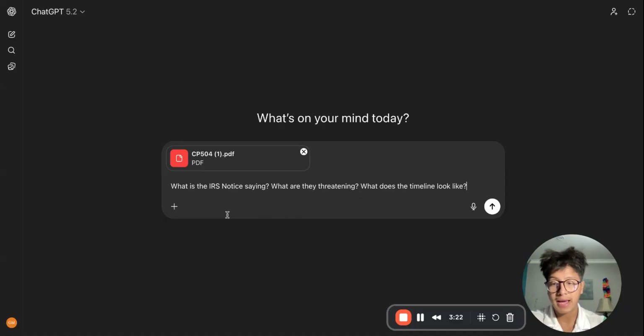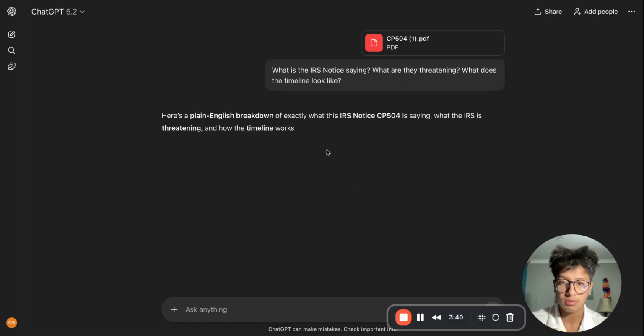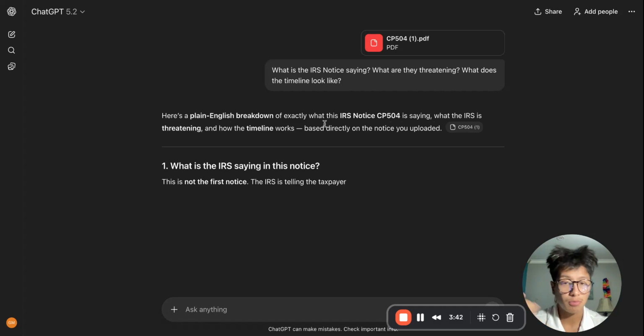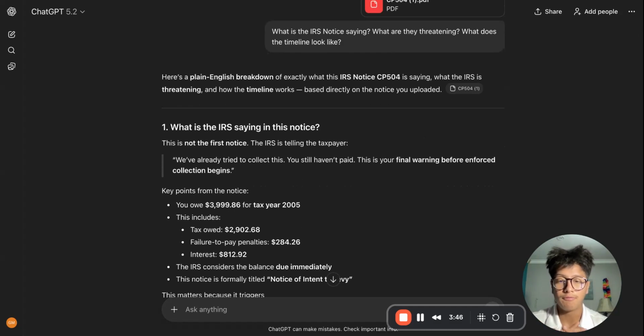I do this by asking for structure. So I'm going to ask the AI for structure. I'm going to ask it, what is the IRS notice saying? What are they threatening? And what does the timeline look like? This is going to give me clarity before I talk to the client. So it's reading the document, a plain English breakdown of exactly what the IRS notice CP 504 is saying. Here we go, guys. Very easy.